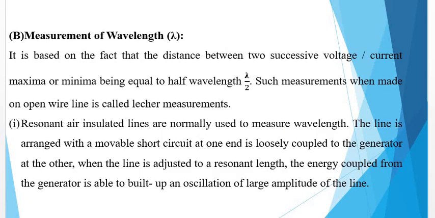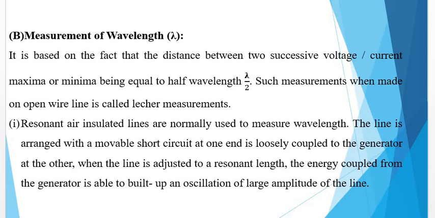Measurement of wavelength. It is based on the fact that the distance between two successive voltage and current maxima or minima is equal to half the wavelength, that is lambda by 2. Such measurement when made on an open wire line is called Lecher measurement. Resonant air insulated lines are normally used to measure the wavelength.